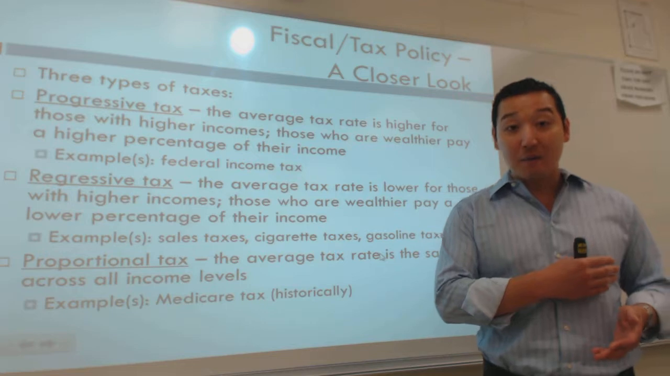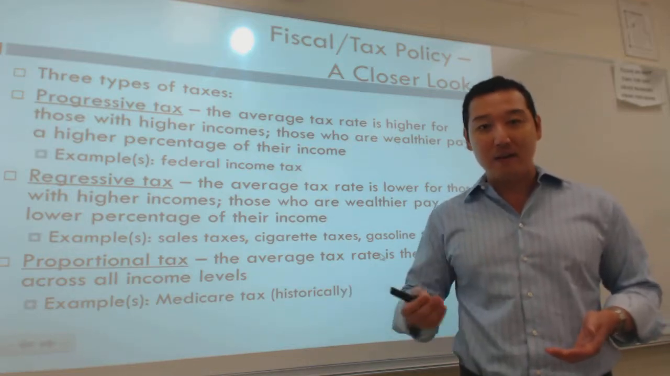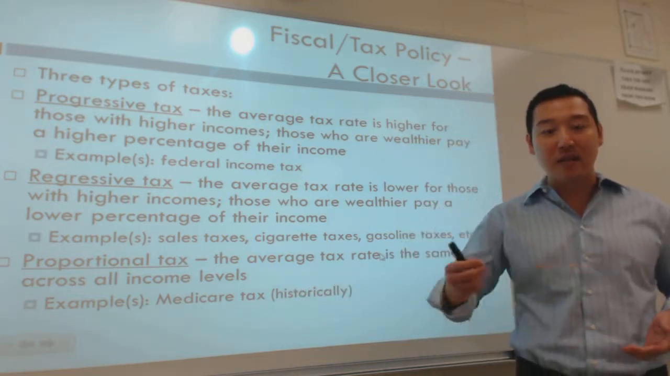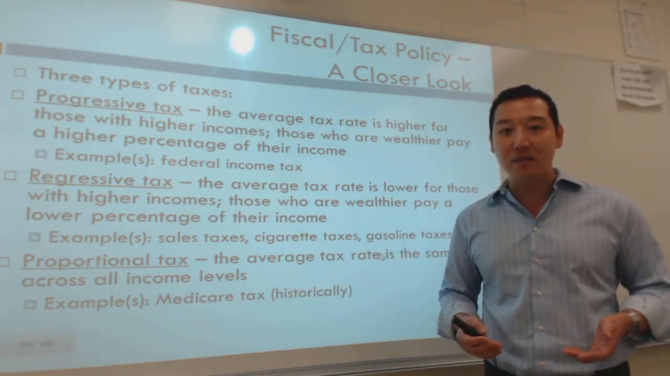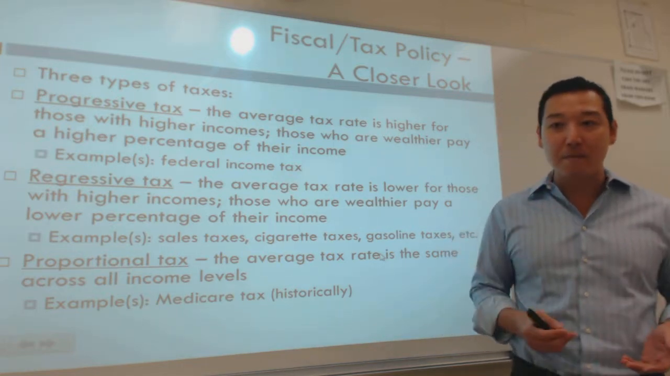In the case of proportional tax, it's like it sounds, so it's proportional at all levels. So at any level of income, the rate of tax is going to stay flat, sometimes called a flat tax. And so we have the flat tax in the third scenario.